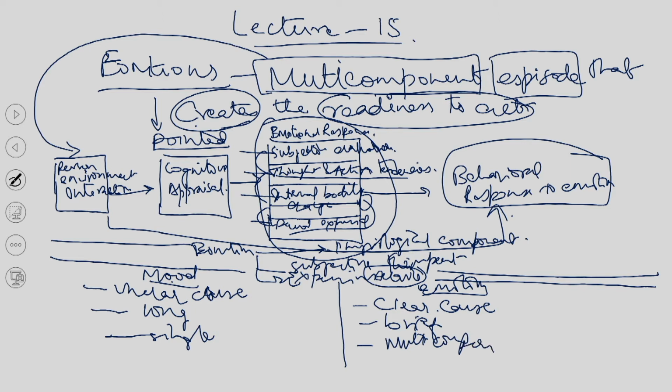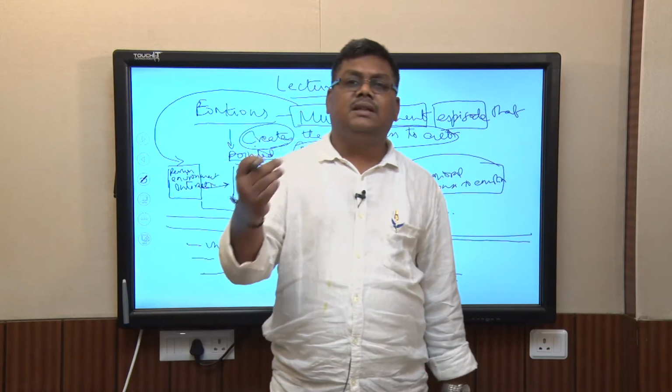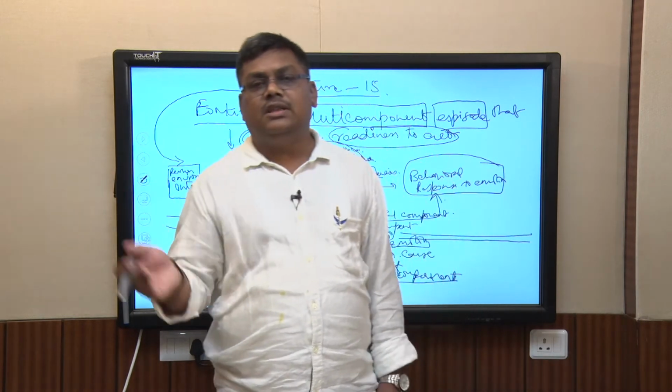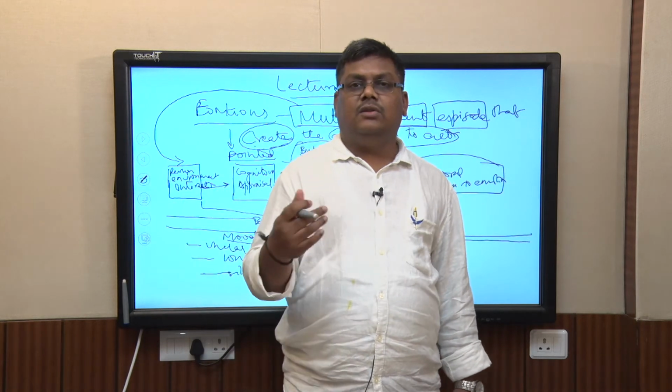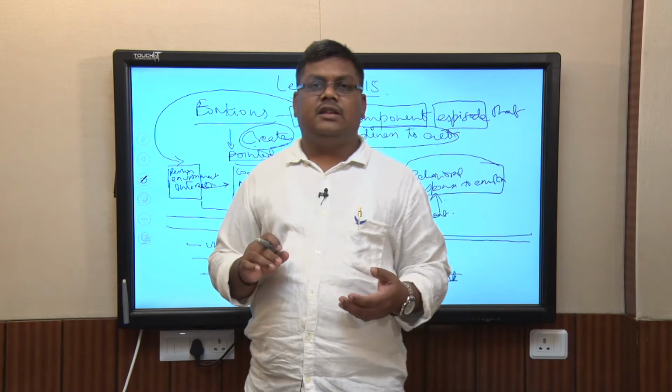Whereas, when you see emotion, you see many components. You see the physiological change, you see the subjective change, you see the behavior, whereas with mood, we do not see all these factors occurring together. So, this is basically what is emotion and what is mood and what is the distinction between them.